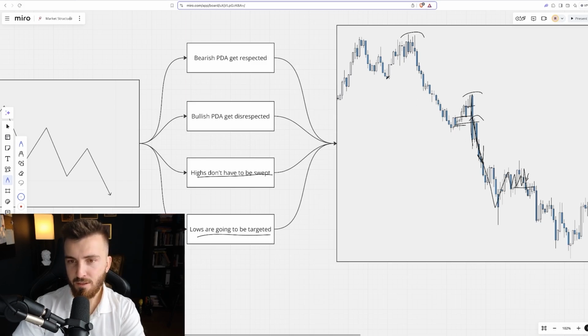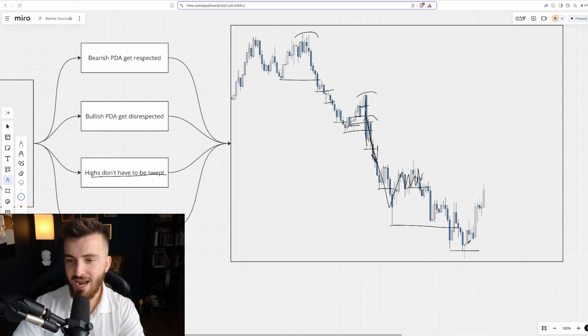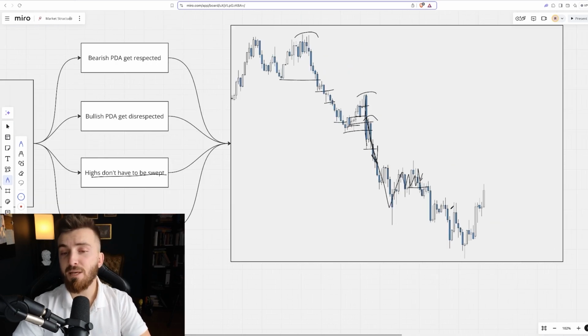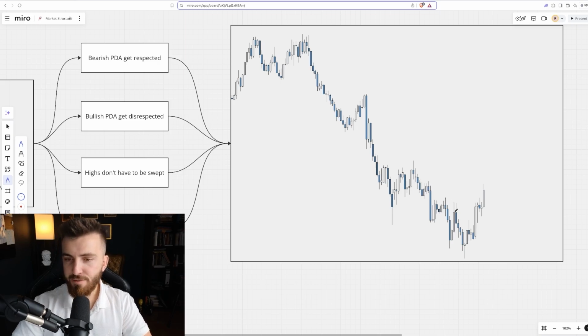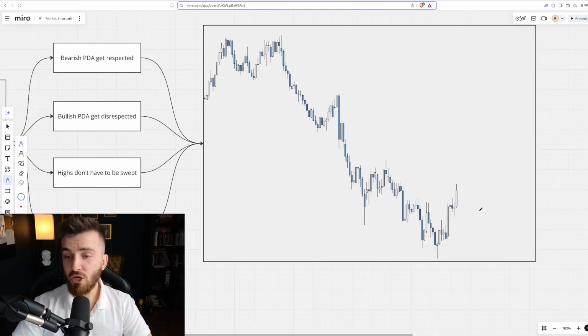Again, low is the target, low is the target, and now we're starting to see the possibility of the market moving back higher because we are starting to have a market structure shift.